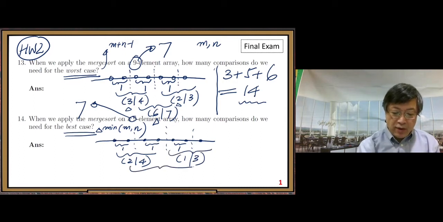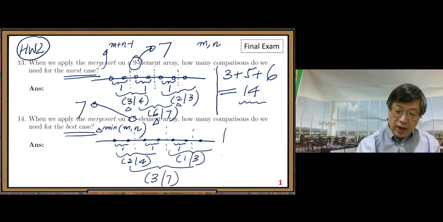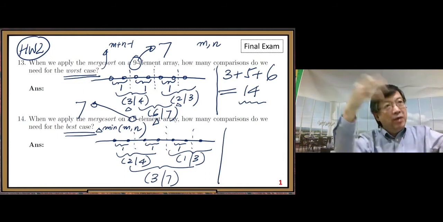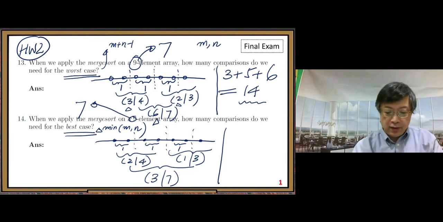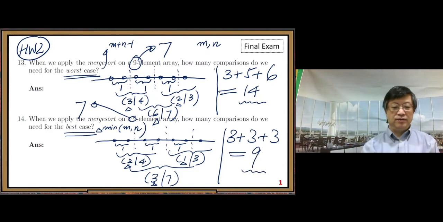Then the last round merge. The minimum of the 2 size numbers is 3, and the total size is 7. Then we're done. Now, final, tabulation. So 3, next round 2 plus that 1, also 3. The last round 3, another 3, so we get 9. So that's the answer.